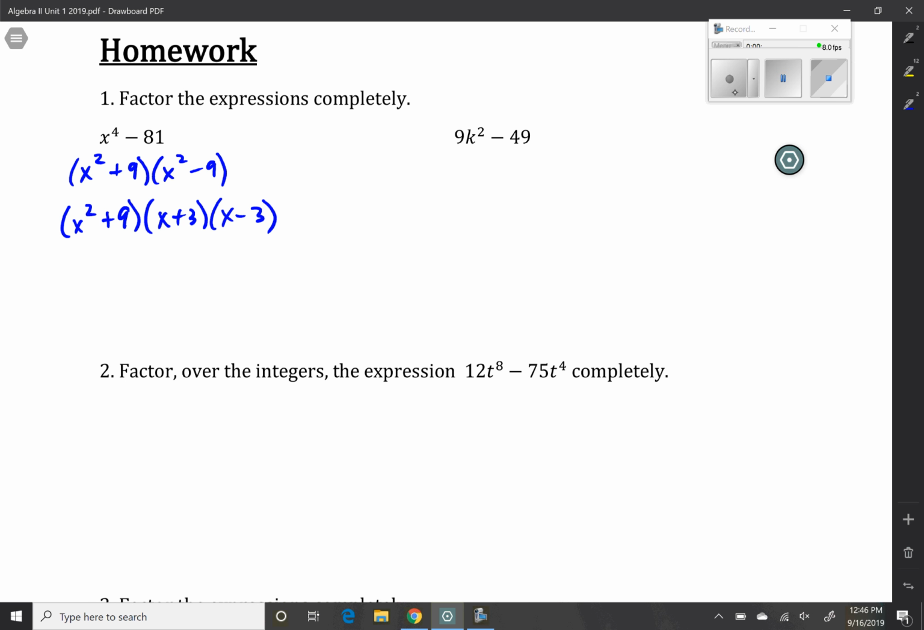Next, we have 9k squared minus 49. It's the same thing. So we have 3k times itself makes 9k squared, plus 7, and 3k minus 7.